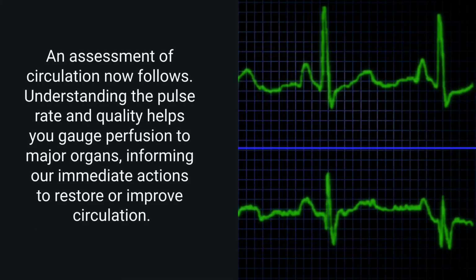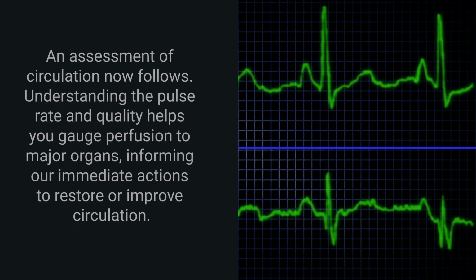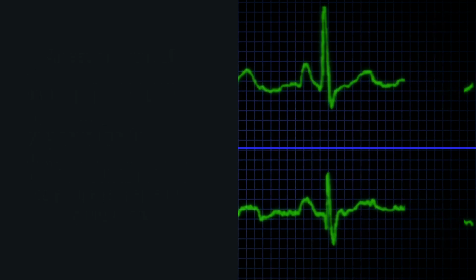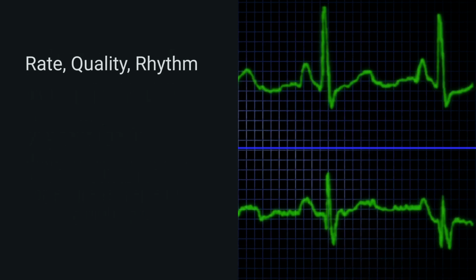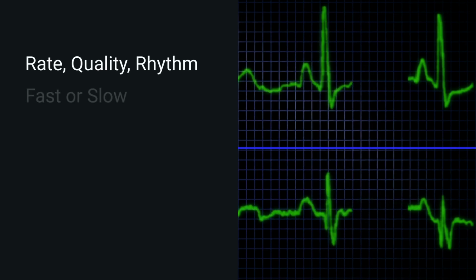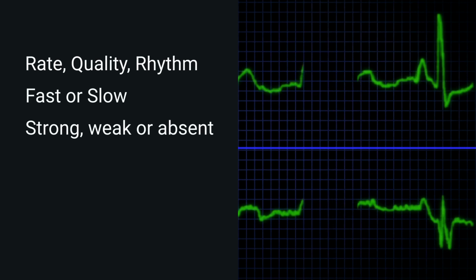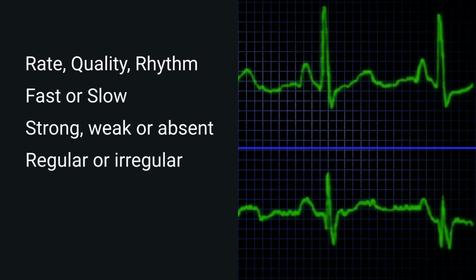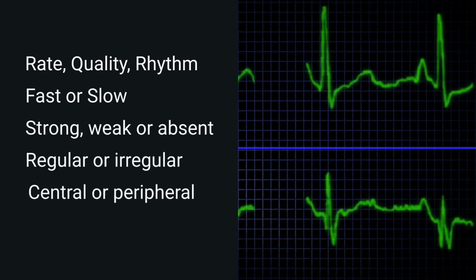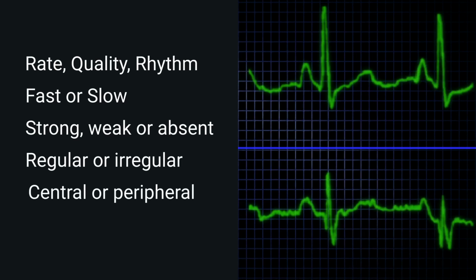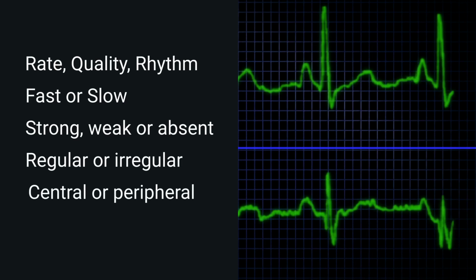Understanding the pulse rate and quality helps you gauge perfusion to major organs, informing our immediate actions to restore or improve circulation. The question to be asking at this point is, what is the rate, quality, and rhythm of the pulse? Is the pulse fast or slow? Is the pulse strong, weak, or absent? Is it regular or irregular? Are the pulses present in the central and peripheral circulation? If the patient has inadequate circulation, you must take immediate action to restore or improve it, control severe bleeding, and improve oxygenation.